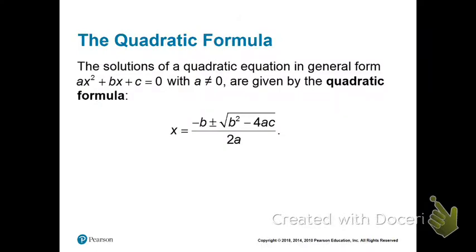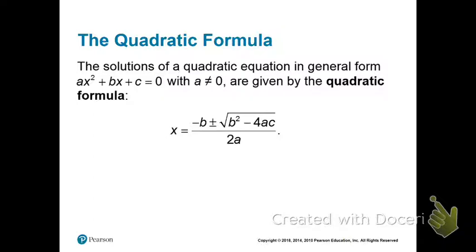All right, so we did completing the square. Maybe not our favorite because it's totally new to some of us, but it is a way to solve it, okay? And another way to solve is your quadratic formula. It says the solutions of a quadratic equation in general form, ax squared plus bx plus c equals 0, where a can't equal 0, are given by this quadratic formula, which is x equals negative b plus or minus the square root of b squared minus 4ac all over 2a.